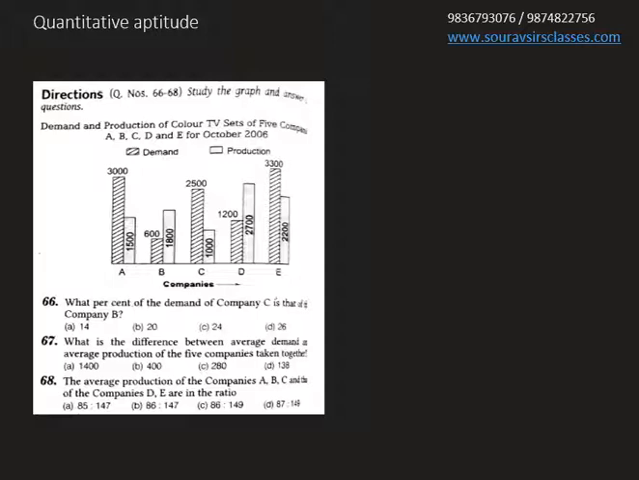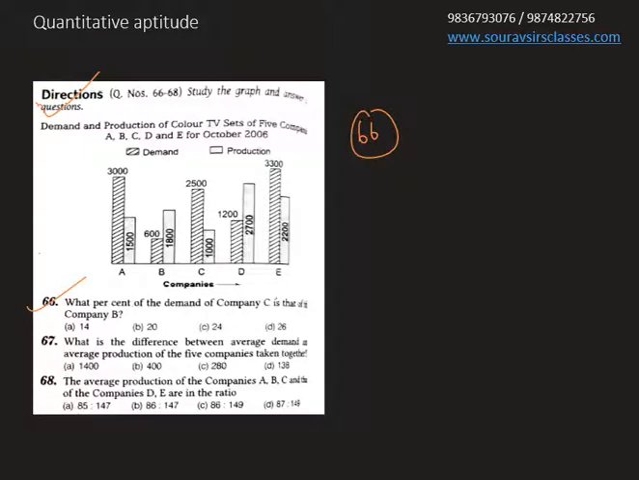Okay, so let's see what is in this question. Here we are given a bar graph, and based on this bar graph we need to find the answer of these following questions. In this bar graph we are given the demand and production of 5 companies named A, B, C, D and E. So let's see what is in this first question.